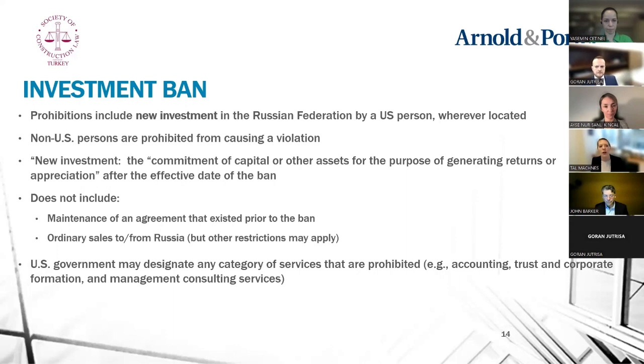Under the same authority that the investment ban was issued, the United States government can also identify any specific categories of services that are prohibited. Right now, one area that has been designated is the provision of accounting, trust, and corporate formation and management consulting services. Those types of services are also not allowed to be provided to anyone or any entity in Russia. Next slide.